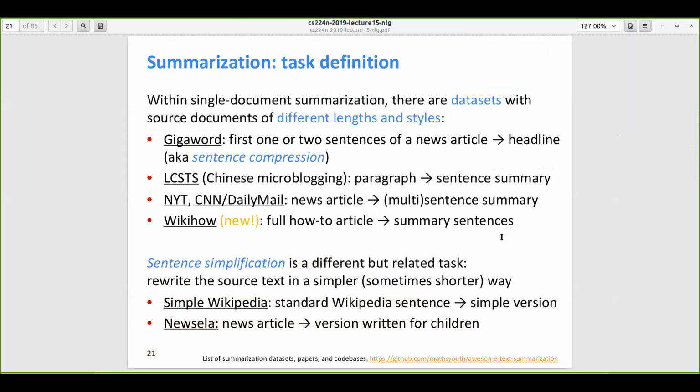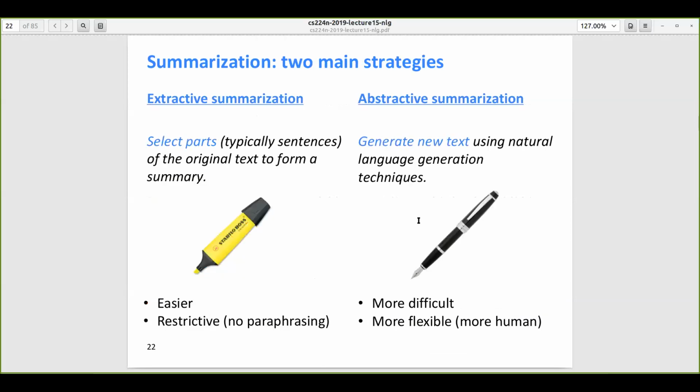Yeah, so that's about sentence simplification. You take an article and try to rewrite it, making it much simpler for people to read. So that's another summarization task. There are two main strategies for summarization. One is extractive summarization. The other one is abstractive summarization.